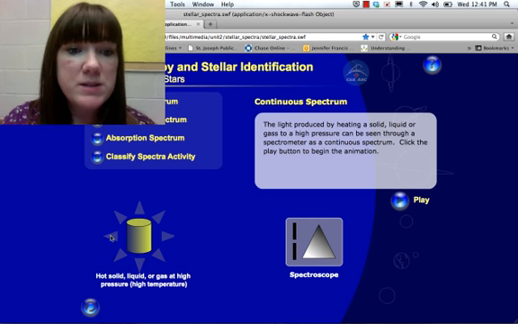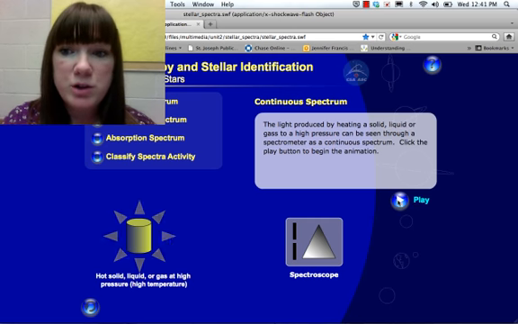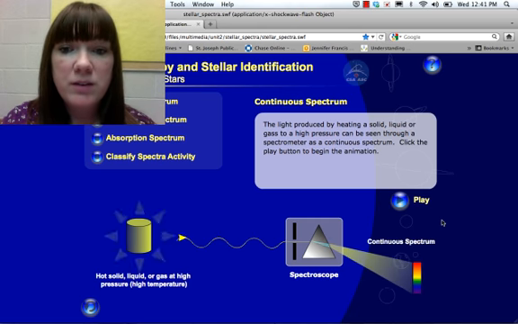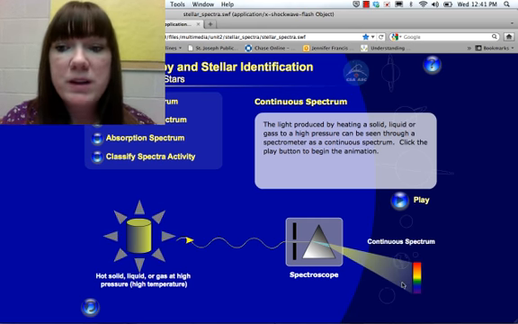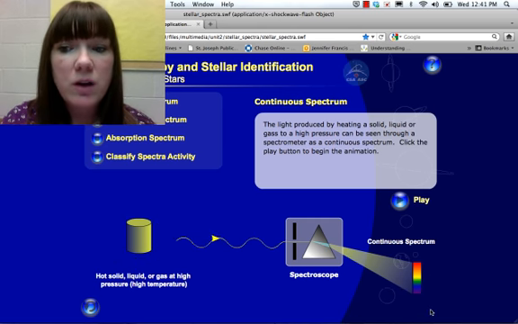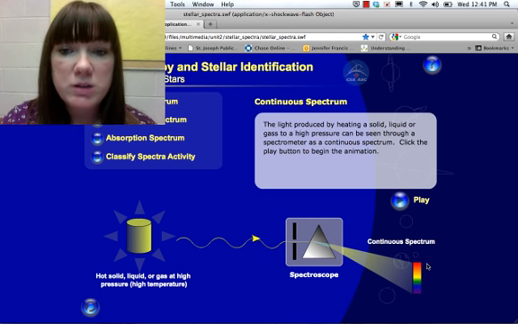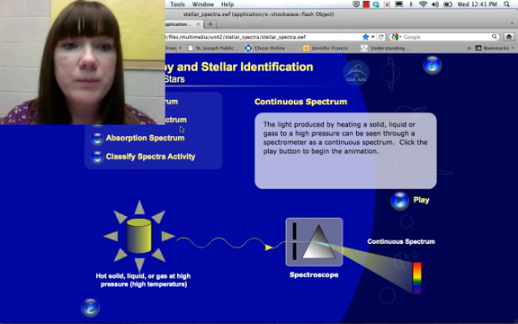So here we see a hot solid, liquid, or gas at a high pressure, and as it gives off light, if we use a spectroscope to separate that light into all of the different colors of the spectra, what we see looks like this here at the bottom, a continuous spectra of color. So you see all the colors of the rainbow there. That means that this light that we might see as yellow light is actually giving light at all of these different colors. Our eyes just combine them all into one.